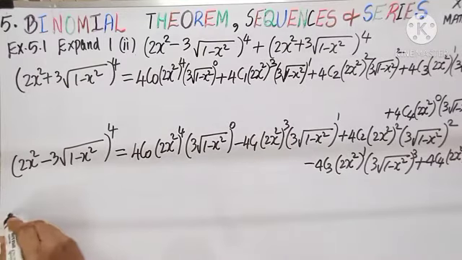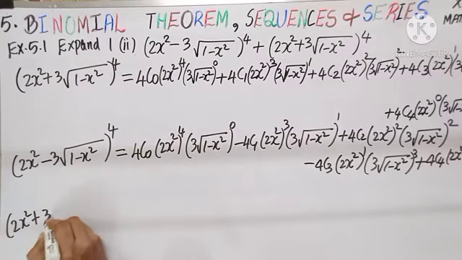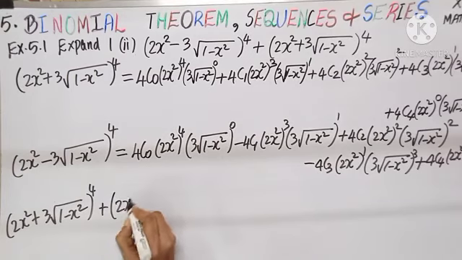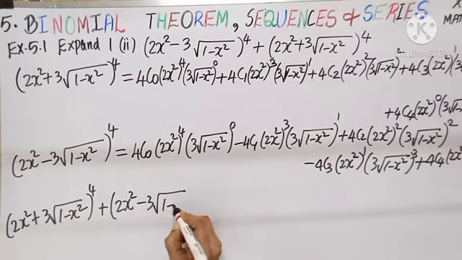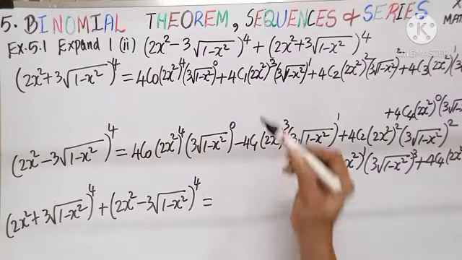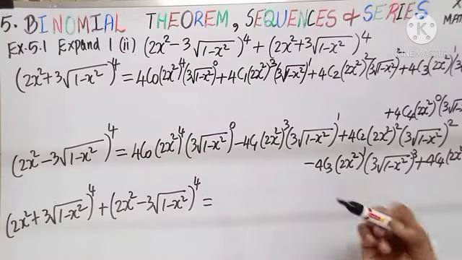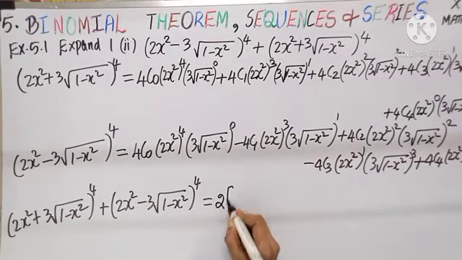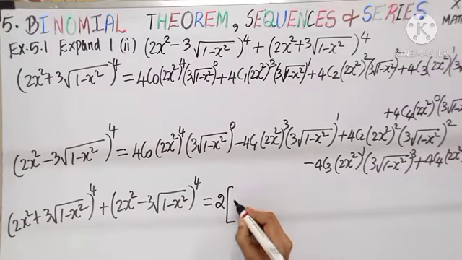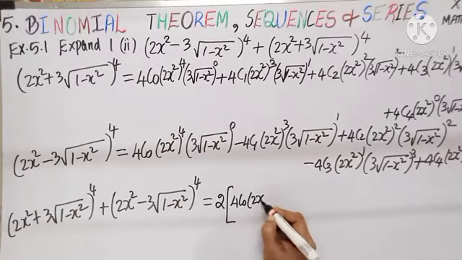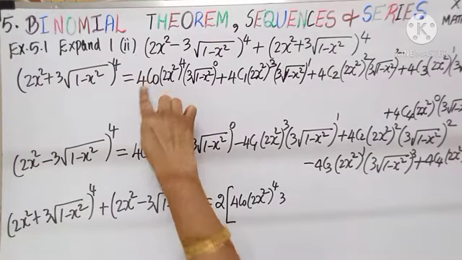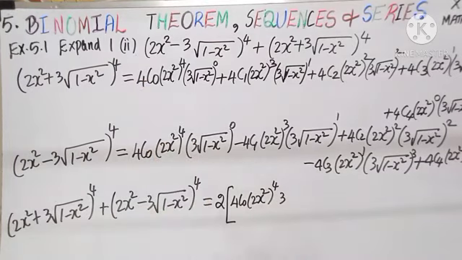As we add both, (2x square plus 3 root of 1 minus x square) power 4 plus (2x square minus 3 root of 1 minus x square) power 4, the plus and minus terms will get cancelled. This we have 2 times. So we have 2 times 4c0, 2x square power 0, and we can also simplify this answer instead of writing it out.